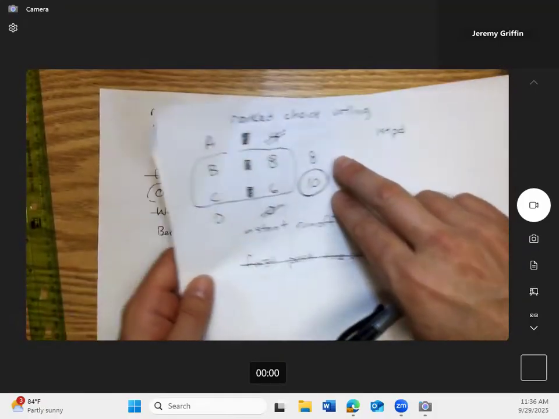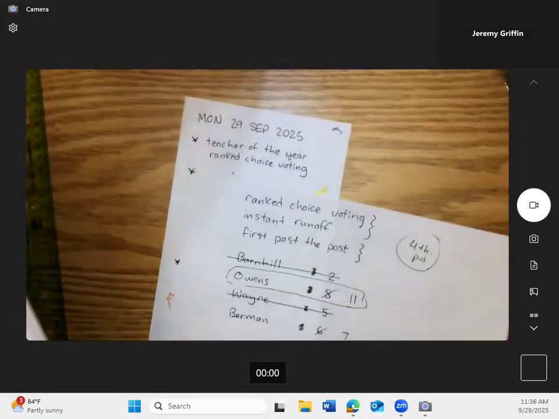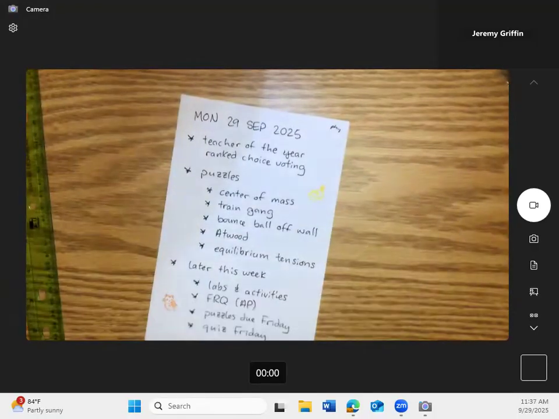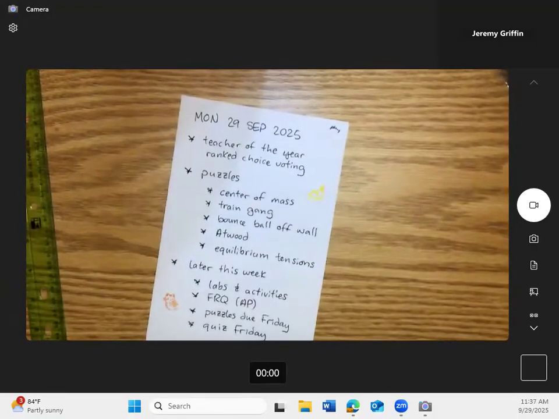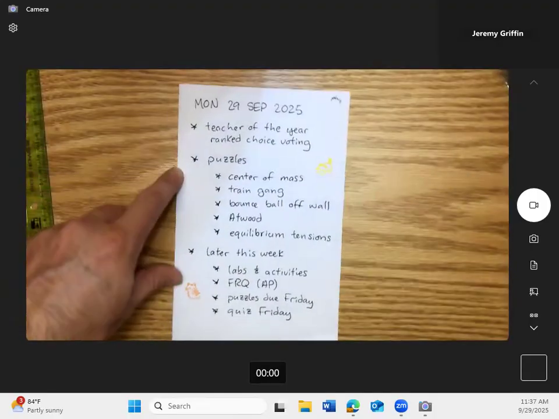But when we went to the second iteration, actually Miss Wing came out ahead there. So that was an earlier class. I did this for all my classes. All right, so there you go. There's first past the post versus ranked choice. Okay. All right, so let's hit some puzzles here.